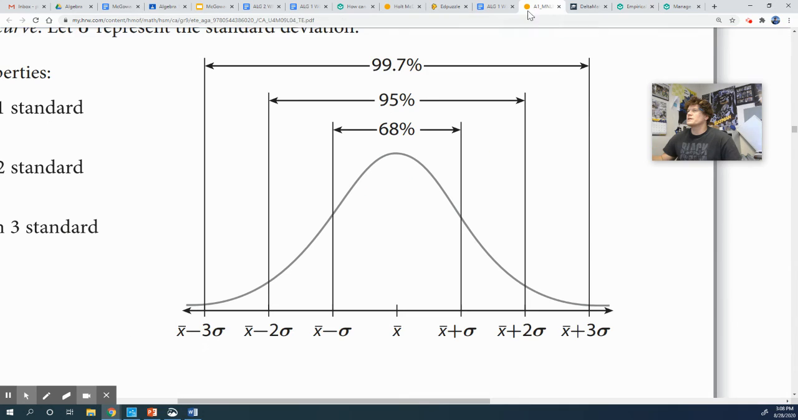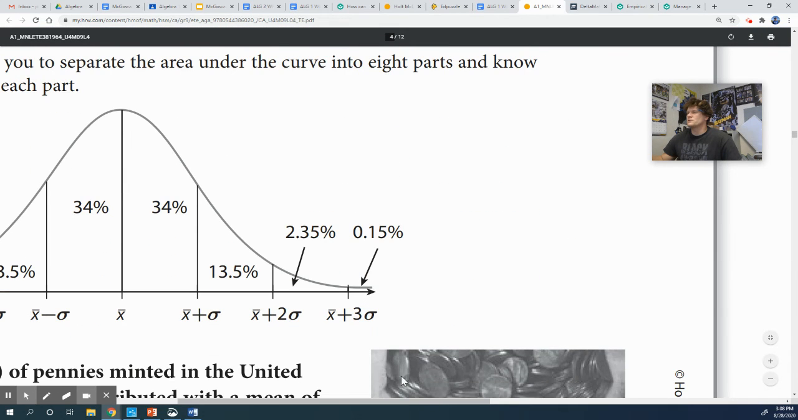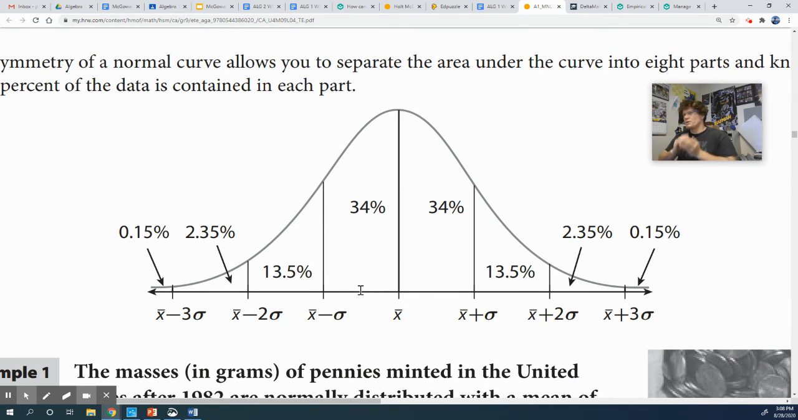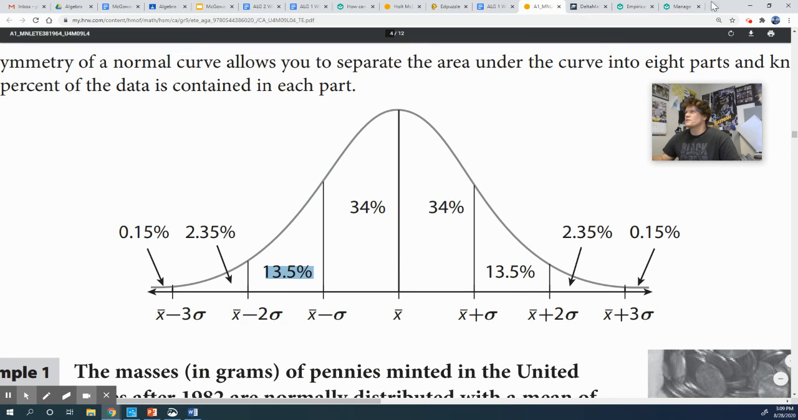I want to go back to our textbook real quick just to remind us what percentages we're looking at there. You can find this in your notes that we did on Monday. But with this, we're 1 standard deviation away. So we're this line down. So we want to add 13.5 plus 2.35 plus 0.15 together, and that's going to get us our percent for the Khan Academy problem.